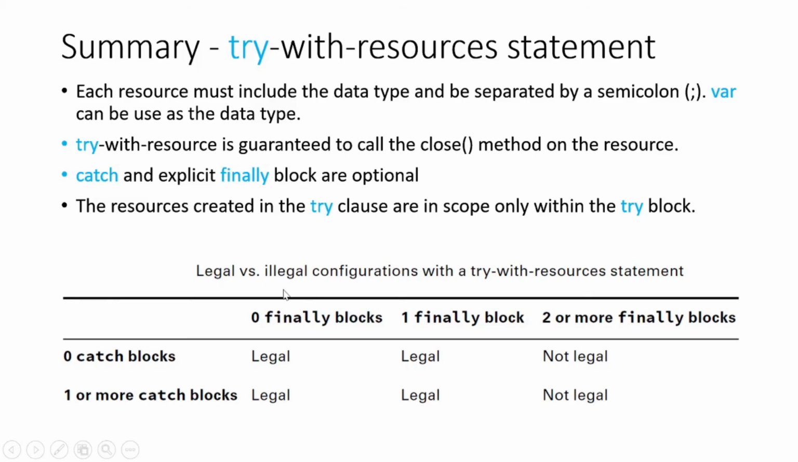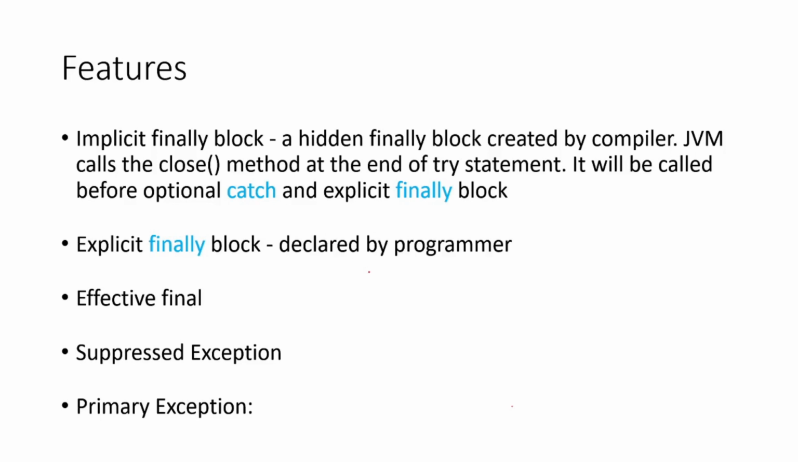Next, what is a legal versus illegal configuration with a try with resource statement? It could have a single try block with no catch, no finally. It could have one or more catch blocks and one finally block. Okay, cannot have two finally blocks. So next features are suppressed exceptions and primary exception.